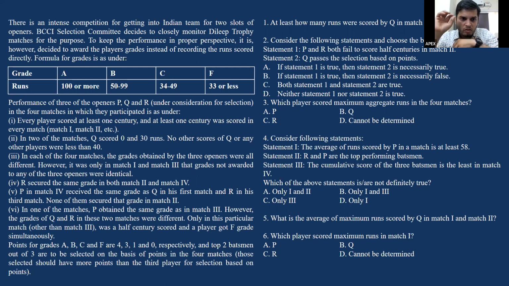Okay, so Q scored 0 and 30 in those 2 matches, and none of the other players, P and R, have grade F in any of these 4 matches. Now, in each of the following matches, the grades obtained by the 3 openers were all different. Perfect. However, it was only in match 1 and match 3 that grades not awarded to any of the 3 openers were identical.